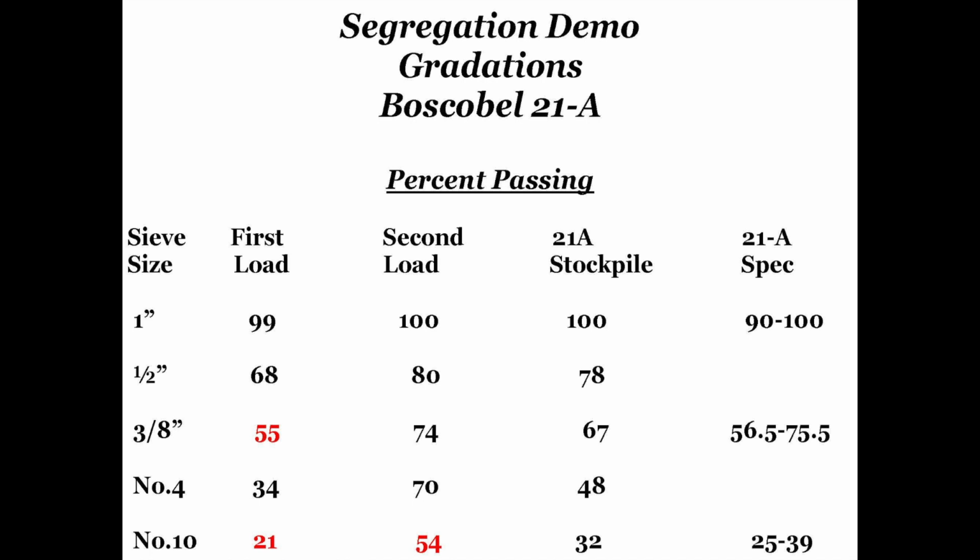But when you look over at the first scoop, I'm out of spec on the 3/8 sieve and the number 10 sieve. And on the second one, I'm out of spec on the number 10 sieve. Way too fine. I went from the material out of the stockpile at 32% to 54% passing. I'm in some pretty heavy penalties now, and it was just because it wasn't worked properly.